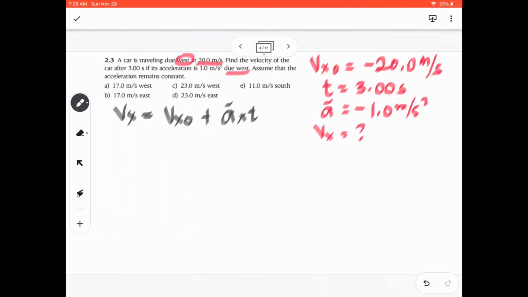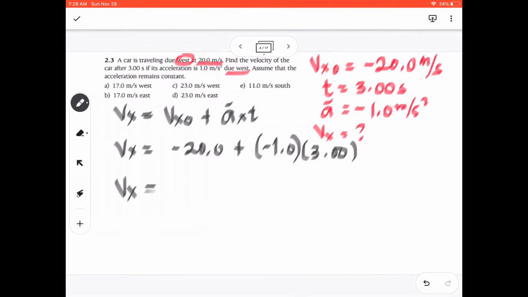How do we know that we are going to use this formula? You have to look at your given and find in the kinematic equations which fits your given best, including the unknown. Okay, so we're looking for Vx, and this equation is the only one that makes sense. Therefore, Vx now is equal to Vxo, which is negative 20.0, plus Ax, which is negative 1.0, multiplied by time, which is 3.00. Then you're going to use your calculator and you will get negative 23 meters per second.